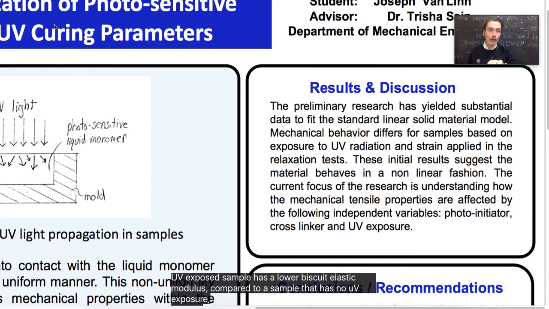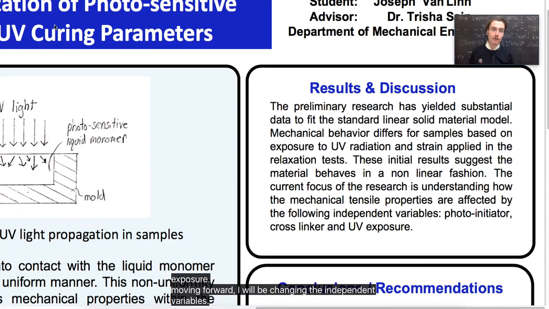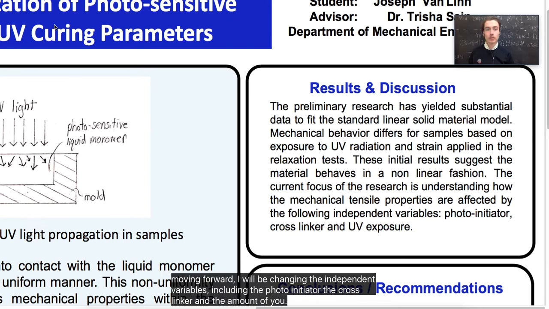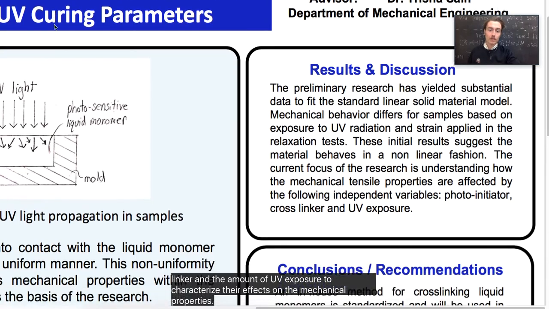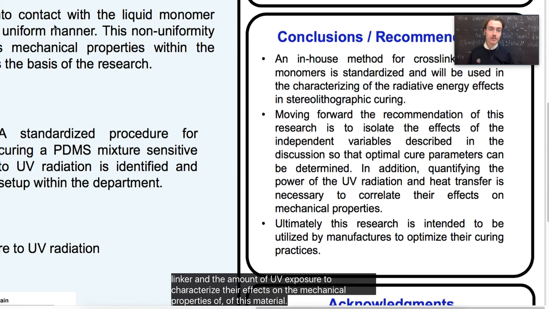Moving forward, I will be changing the independent variables, including the photoinitiator, the crosslinker, and the amount of UV exposure to characterize their effects on the mechanical properties of this material. This research is intended to be utilized by manufacturers to optimize their curing processes.